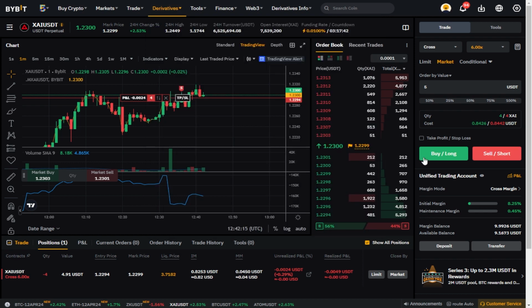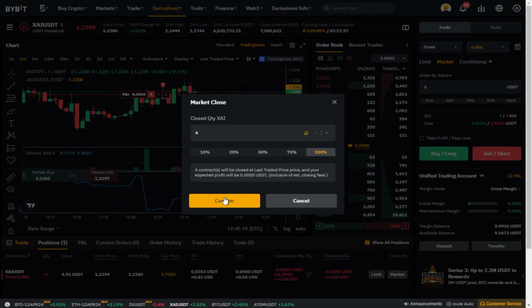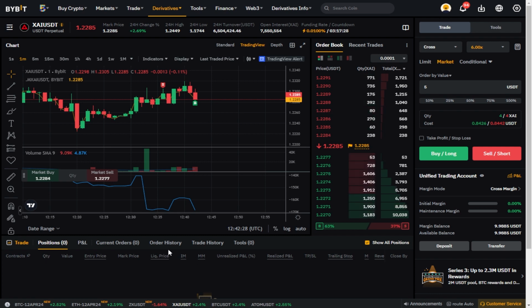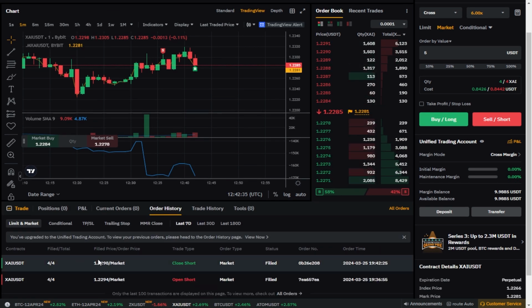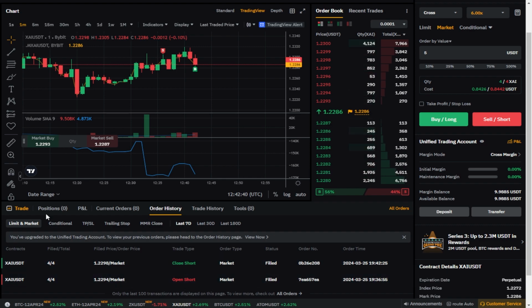It is very important. Let me show you how to close the deal. We have a small minus now, but if we click close, we will lose not so much. Our deal is closed, we can see our balance, we can go to the history of orders and see our deals, when we opened, when we closed, and see all the information we need.